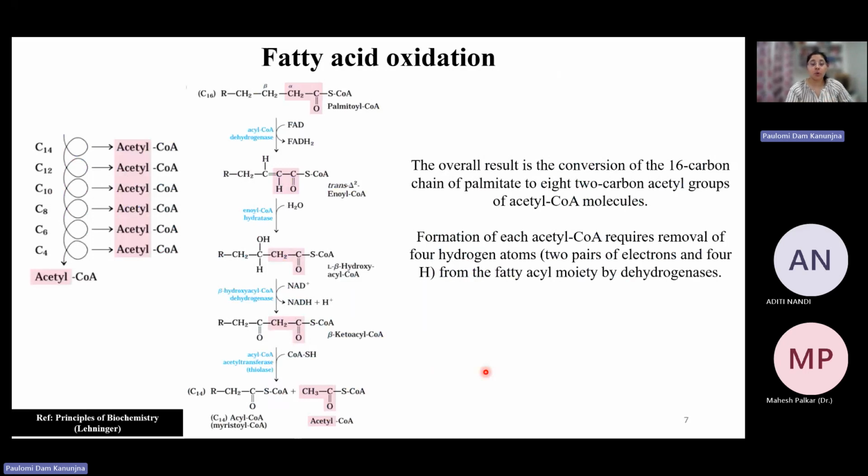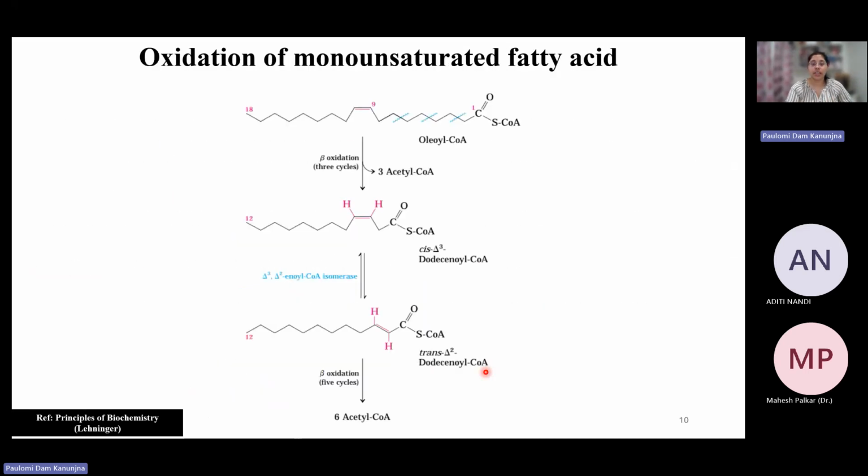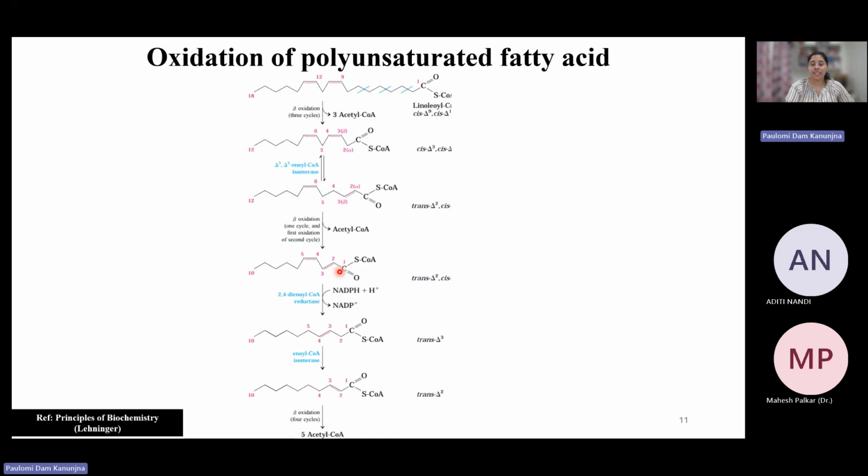But in case of monounsaturated and polyunsaturated, there are additional steps. In monounsaturated, you can remember it, mono means one, so one additional step, which is isomerase. In polyunsaturated, because it's poly, you have three additional steps. First the isomerase, then the reductase, and then the isomerase again.